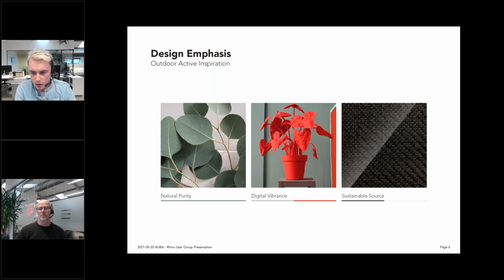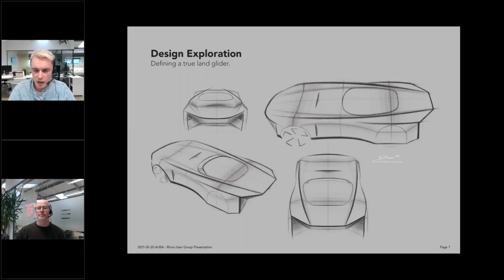But really, the first core words that we've used to kind of drive the design is written here. We want to capture natural purity. We want to capture a digital vibrance that showcases the advanced technologies that we've got hidden under the skin of this vehicle. And we really want to showcase the sustainable sourcing aspect of this. You know, we're using around the vehicle some quite innovative natural reed composites, which are much more sustainable than the likes of a glass fiber, for example, and has a performance quality somewhere between glass fiber and carbon fiber. And we have that visible on the exterior of the vehicle. So that's quite exciting.